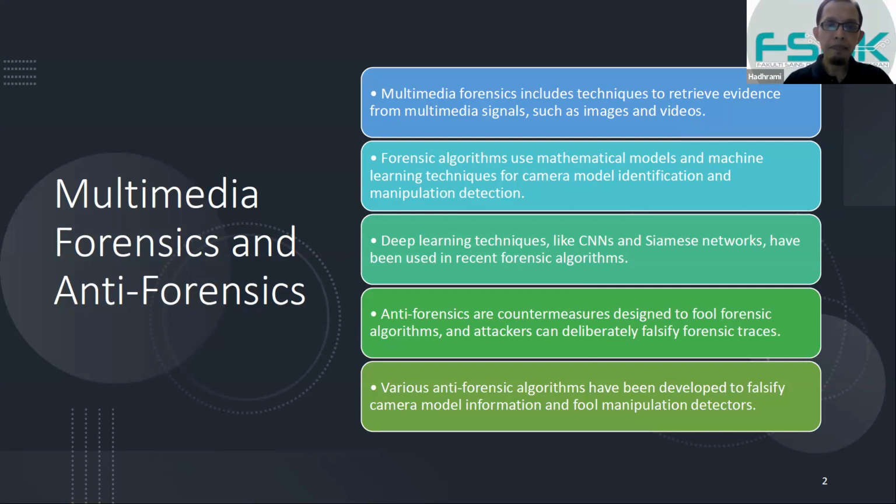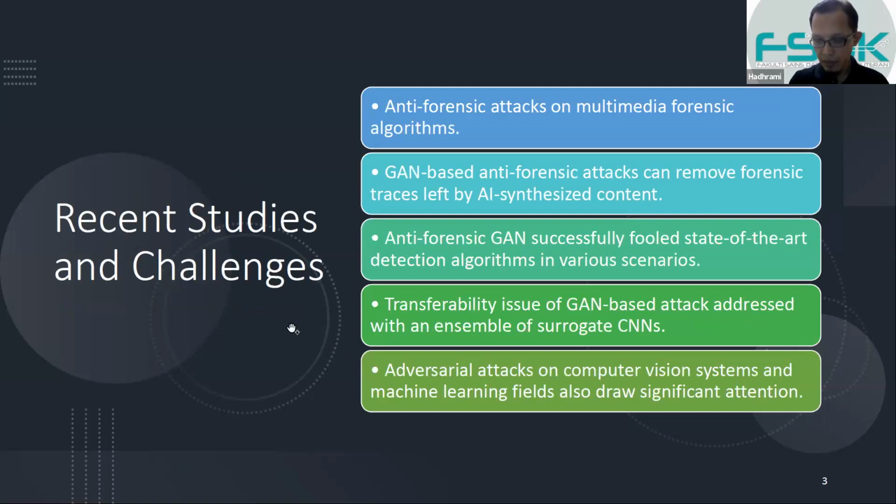Another important term that we should understand here is anti-forensics. So what do we mean by anti-forensics? Anti-forensics are countermeasures designed to fool forensic algorithms and attackers. Because of anti-forensics, attackers can deliberately falsify the forensic traces. There are various anti-forensic algorithms out there that have been developed to falsify camera model information and fool manipulation detection. So let's look at some recent studies on these topics.